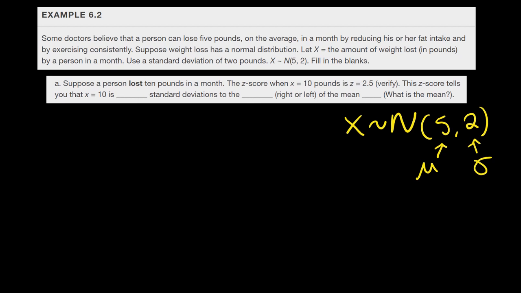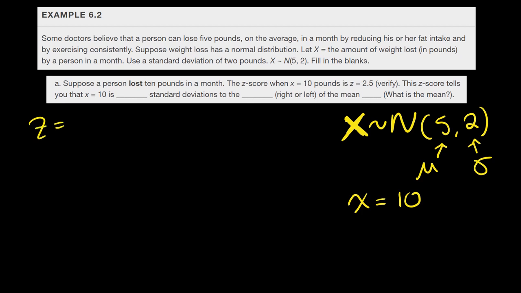Okay, suppose a person lost 10 pounds in a month. So that means this is capital X, right? Capital X is the random variable. Little x, which is an observation, is 10 pounds. All right, and first thing we want to do is verify what the z-score is. So let's go ahead and calculate that over here.